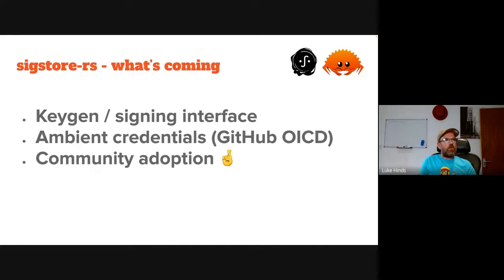What's coming up is a key generation and signing interface that folks can use, or they could write their own. Ambient credentials is quite a possibility. I've got a bit of a dirty hack working, some code where we can run this in a GitHub action. And the main one is community adoption, starting to ramp up and make some noise about the library so that the Rust community can start to leverage that library.